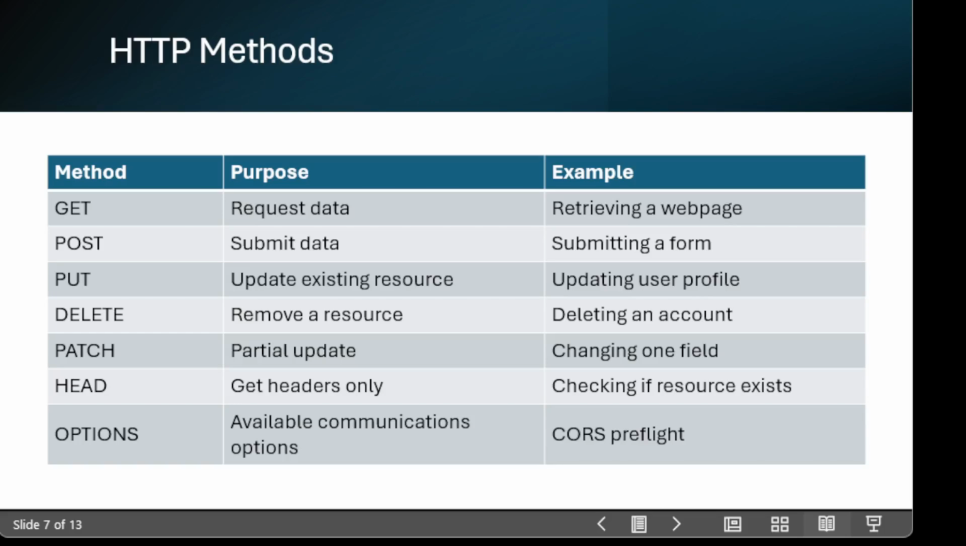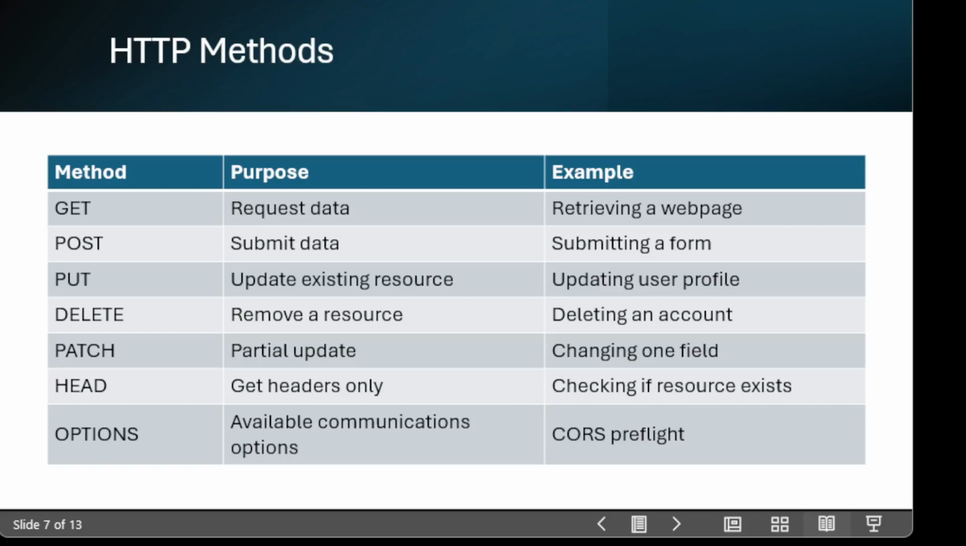When you type a URL in the browser or click a link, a GET request is sent. GET requests should only retrieve data and not modify any server state. Parameters are included in the URL and are visible to users.